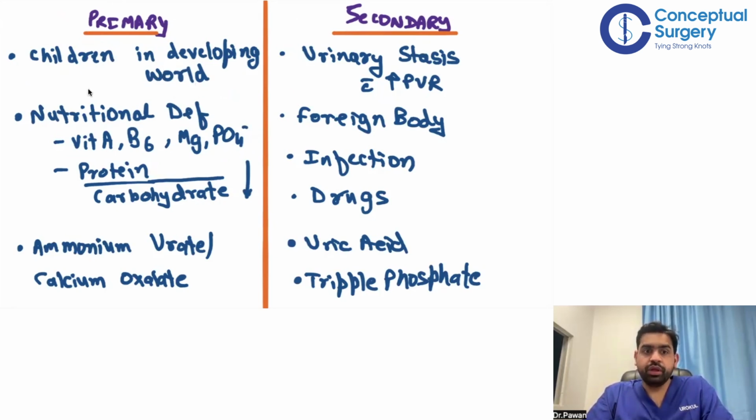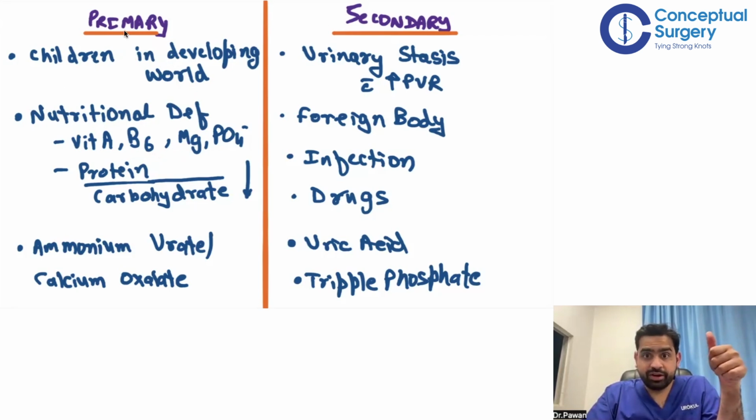Now, this happens because of nutritional deficiency. In the developing world, if a child is growing up and there is some nutritional deficiency like vitamin A, B6, magnesium, phosphorus, the crux of this is that the protein to carbohydrate ratio is less. In other words, the protein is less in the food. If that is there, then the patients are predisposed to primary bladder calculus.